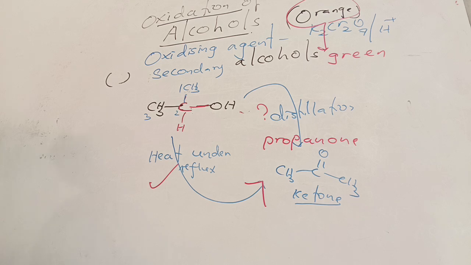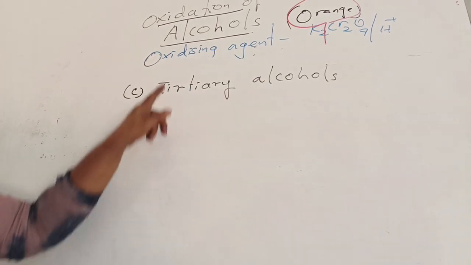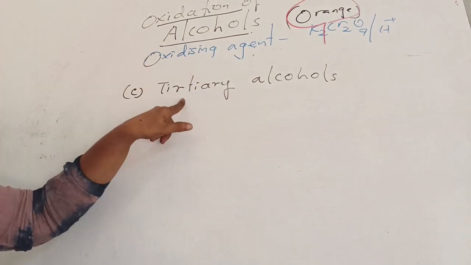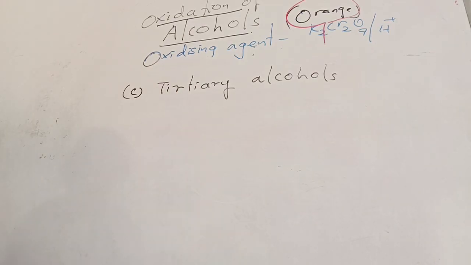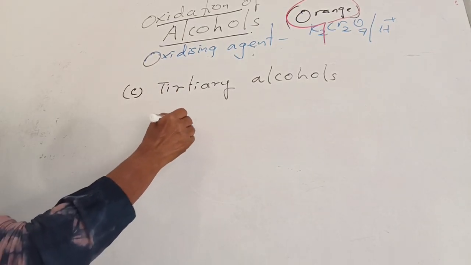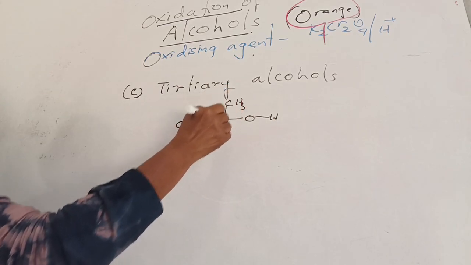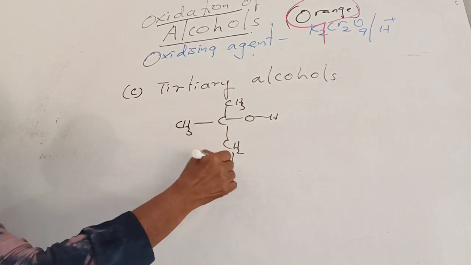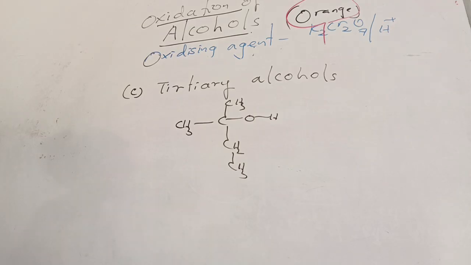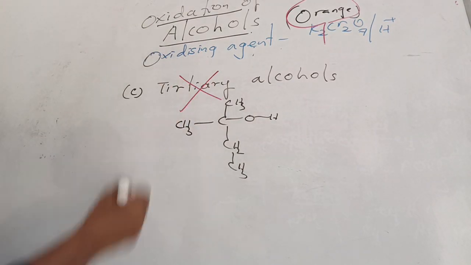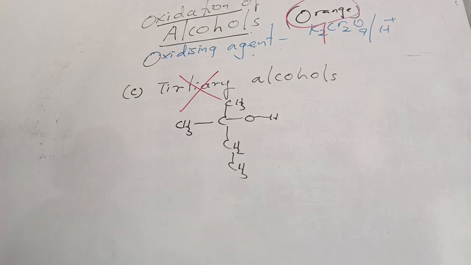We move on to tertiary alcohols. Tertiary alcohols are not oxidized, because tertiary means the OH attached carbon is attached to carbon atoms directly and there wouldn't be any hydrogen. Because of that, tertiary alcohols are not oxidized under the conditions where we use the orange colored potassium dichromate with acid, usually dilute sulfuric acid.